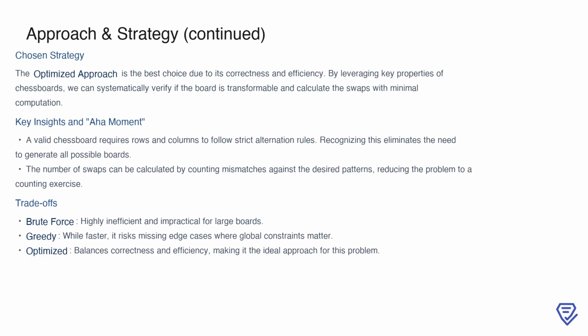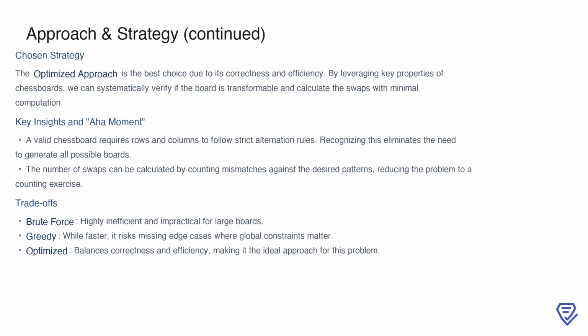Among the various methods, the optimized approach stands out as the best choice due to its balance of correctness and efficiency. By leveraging the inherent properties of a chessboard, we can systematically determine whether the board is valid and calculate the minimum swaps required without unnecessary complexity. The key insight here is recognizing that rows and columns must follow strict alternation rules. This eliminates the need to generate all possible chessboards and reduces the problem to verifying patterns and counting mismatches. This realization acts as the aha moment for the problem, turning what initially seems complex into a straightforward counting exercise.